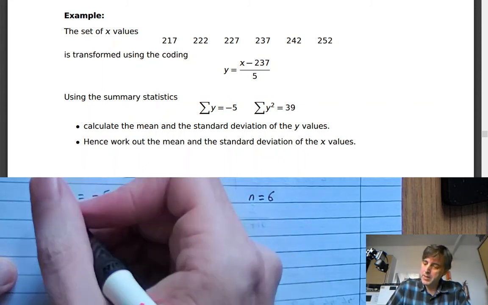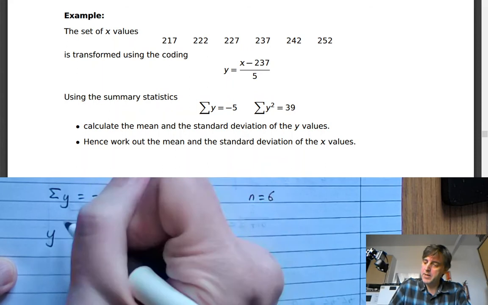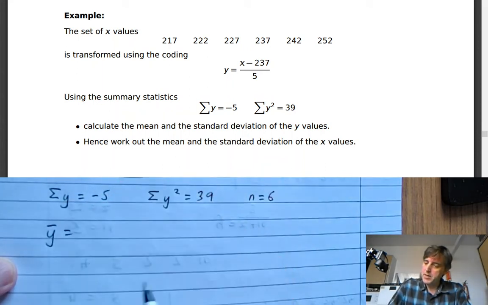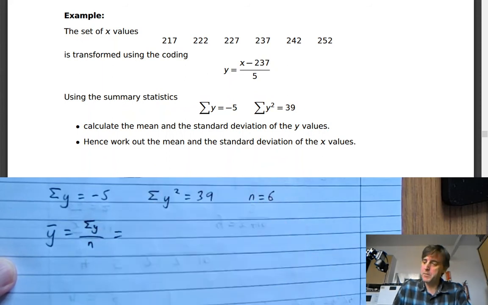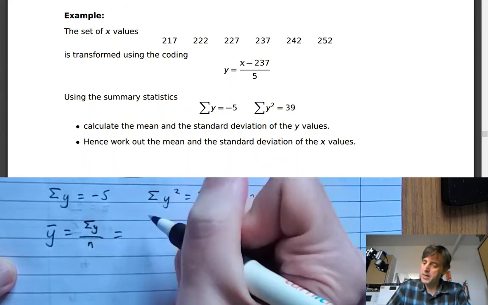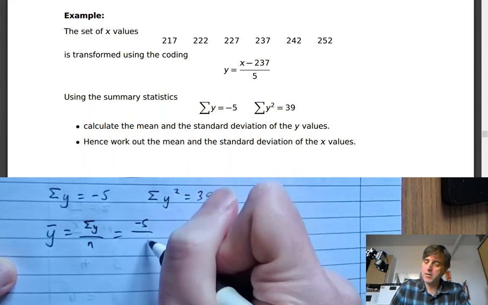All right, so let's work out first of all the mean of the coded data. Well, that's going to be the sum of the coded data divided by how many there are. In this particular case, the sum of the coded data is -5, divided by how many there are, 6.